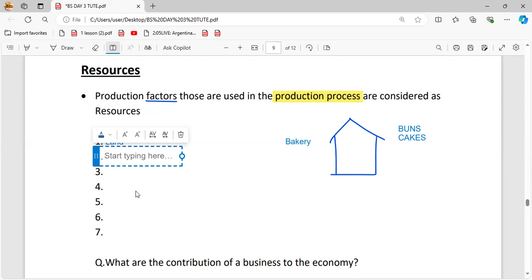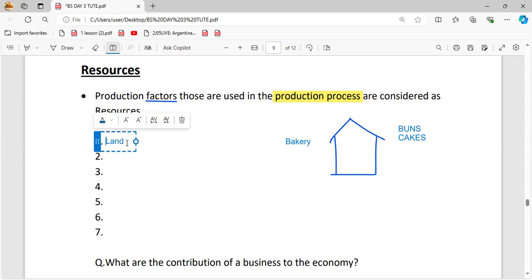Land means what? Land means all the natural resources. In the bracket, write down all natural resources. For example, in order to make this factory, there is a land area, the premises, the land. That is a natural resource. For example, the sunlight, natural resource. The rainwater, natural resource. Therefore, according to business studies, land means all natural resources.